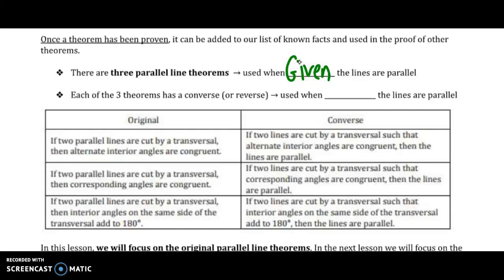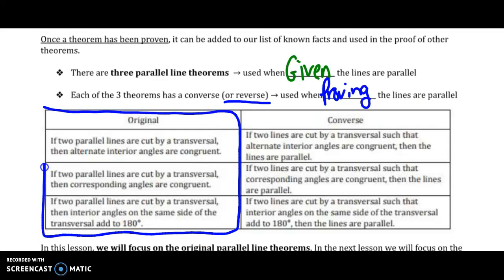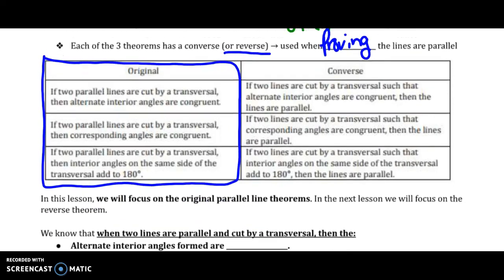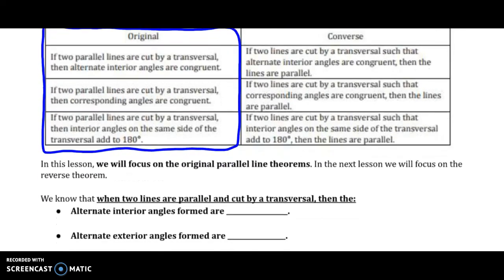the lines are parallel, and each of these theorems has what we call the converse in mathematics, which is really just the reverse, used when we are proving that lines are parallel. So in this lesson, we will be using the first 3, or the originals. This is what we will be focusing on. In the next lesson, we will be proving that lines are parallel, knowing that these angle relationships exist if indeed the lines are parallel.